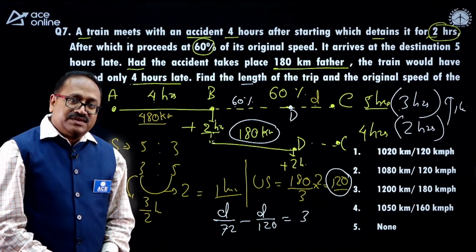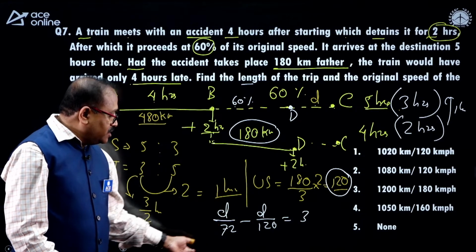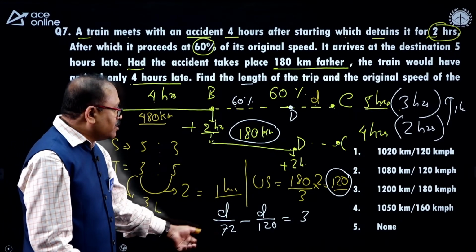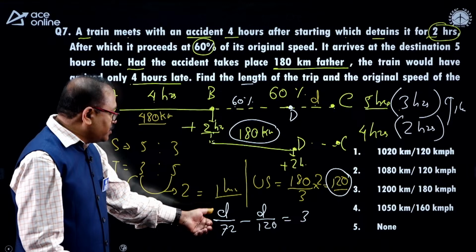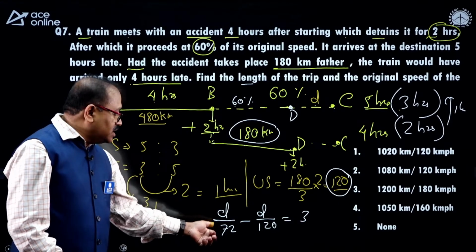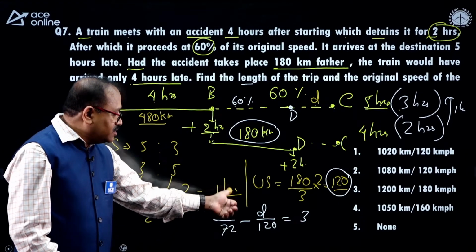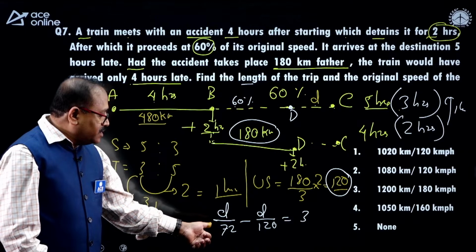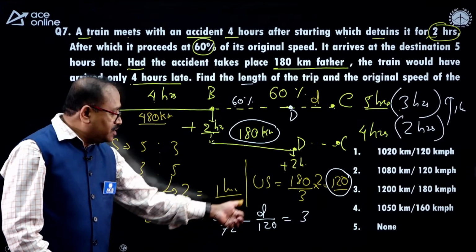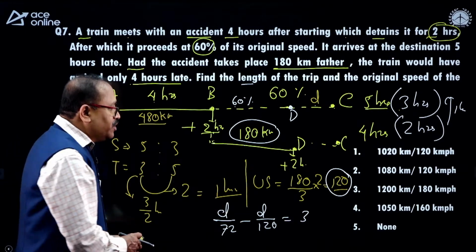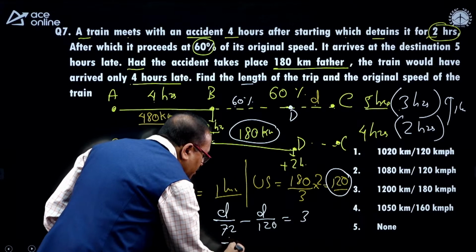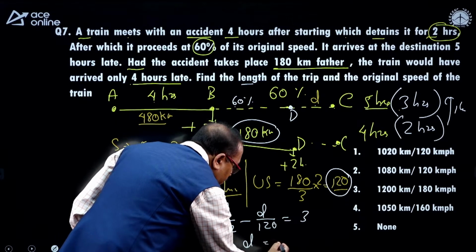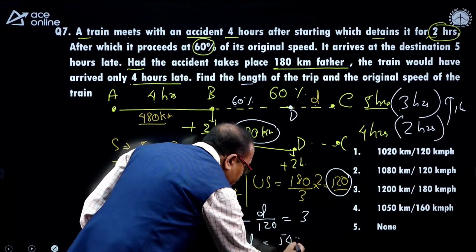Come on my dear friends. I notice that your LCM is how much? 72 and 120, 360 is the LCM. 5D and 3D, 2D by 360. D is equal to 180 into 3, 18, 3, 54. So I am getting D is equal to 540.